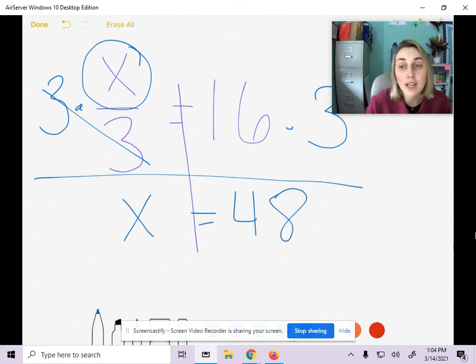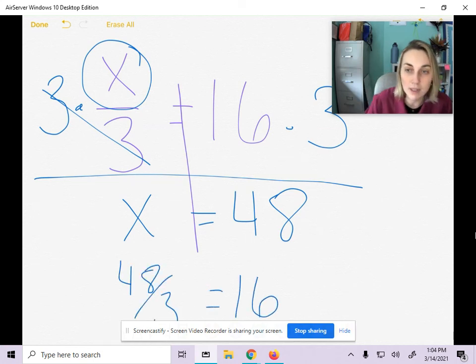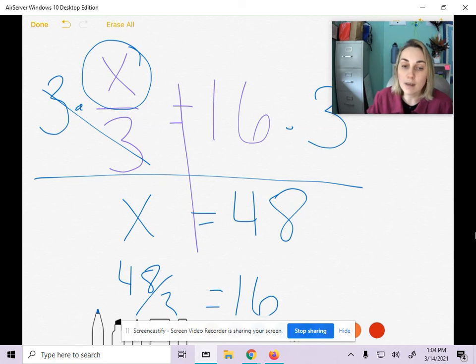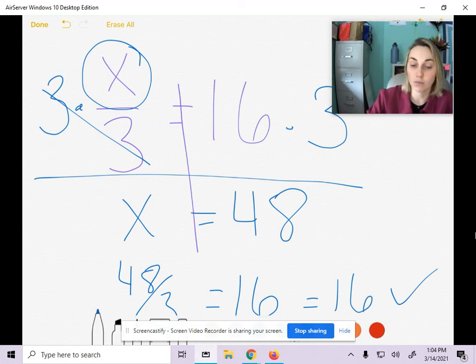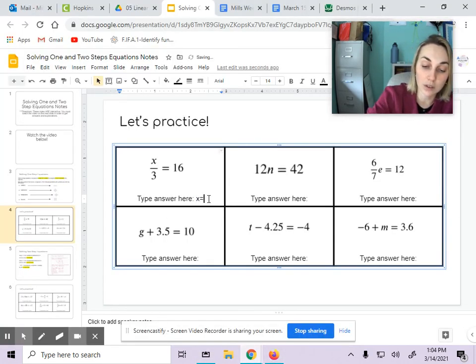And if you ever want to check your answer, this is what you can do. You can always plug your x value or your variable value into the original equation and see if it matches up. For example, if I put 48 and have that divided by 3 and equal to 16, we have to make sure this matches. Well, 48 divided by 3 is equal to 16. So this would work out. It is in fact correct. x is going to be equal to 48. So now that we found that, we can go ahead and say that x is equal to 48.